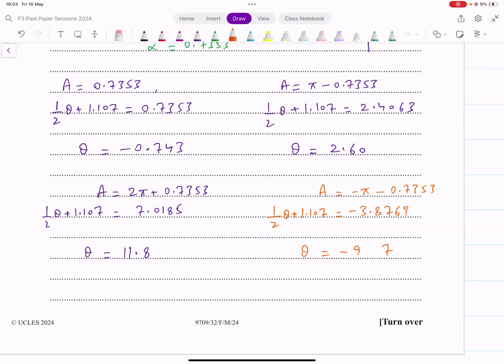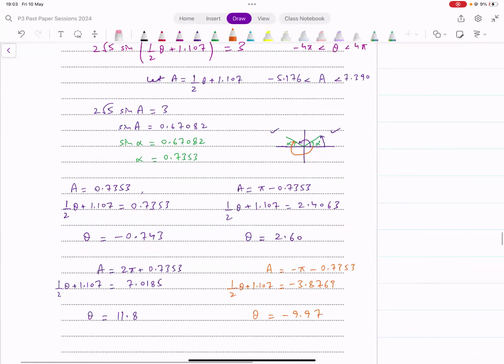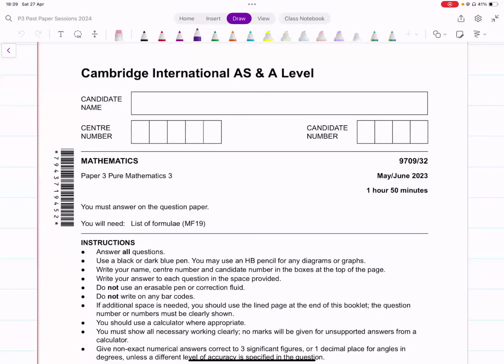Okay. So this was actually quite tricky, this question as well. These are the 4 possible answers that we get. 1, 2, 3, and 4.